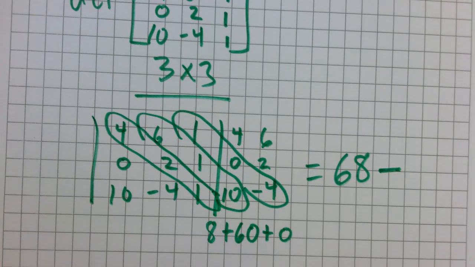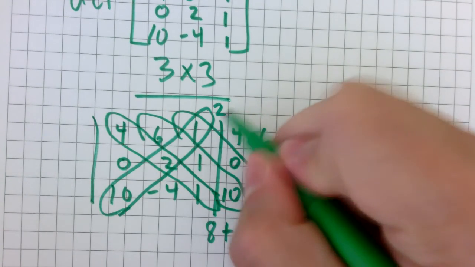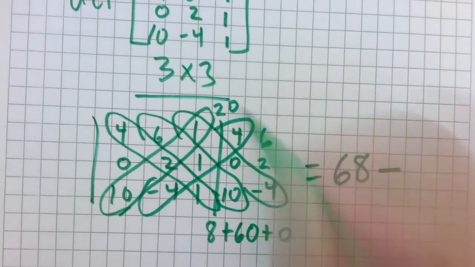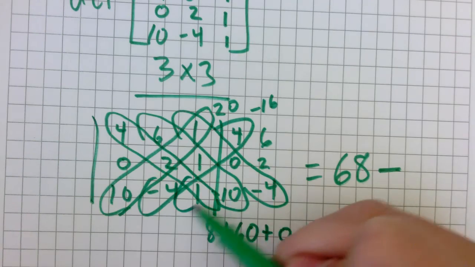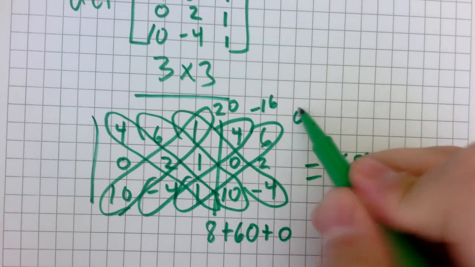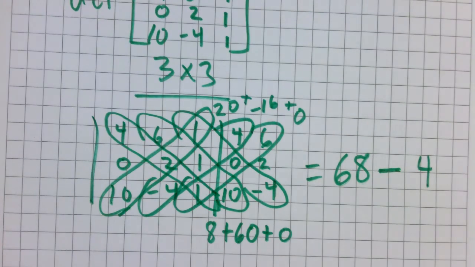Then we're going to subtract going the other direction after we add them. So we do 10 times 2 times 1, which is 20. -4 times 1 times 4 is -16. And then 1 times 0 times 6 is 0. And if we add those up, we get 4. So when we calculate that, that's 64.